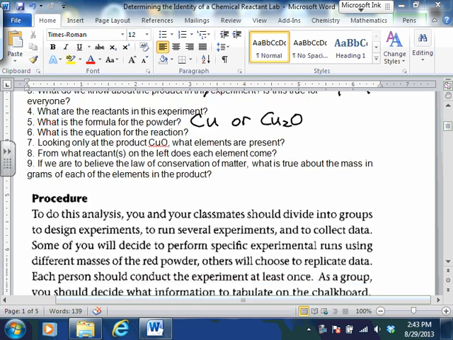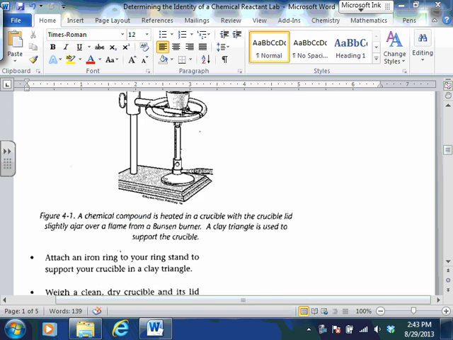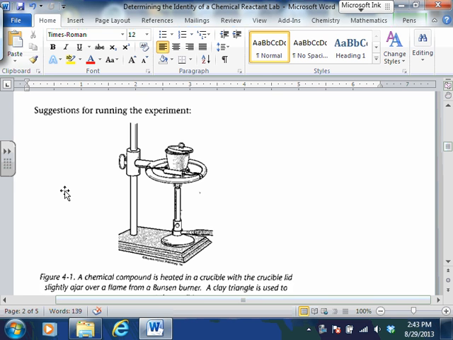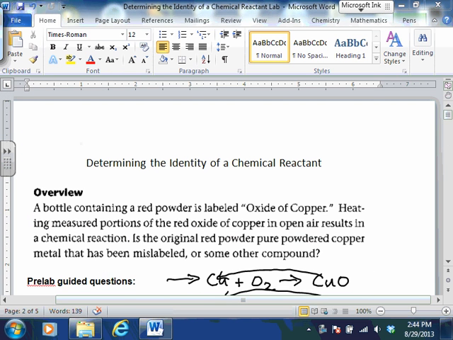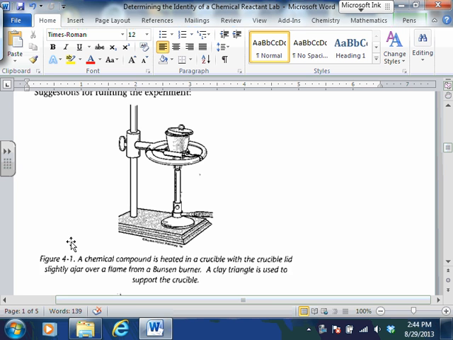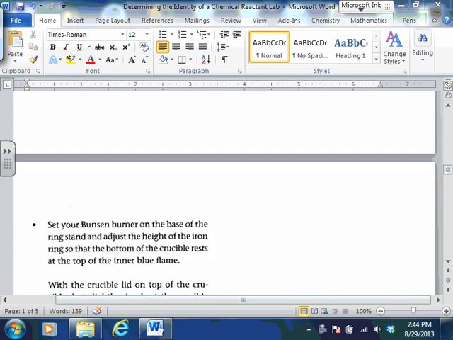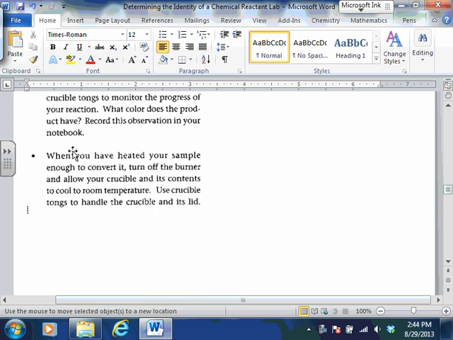Now, as far as the procedure is concerned, you can design the procedure how you want to design it. All these down here are just suggestions. It is strongly suggested that you heat the powder. That makes sense, because that's what they did at the beginning here, right? Now this is important: heating measured portions of the red oxide of copper results in a chemical reaction. So we probably want to measure it and we want to heat it. How you measure it exactly and how you heat it exactly is up to you, except probably don't use a hot plate. I'll tell you that. These basically just give you some tips for how you might want to design your procedure, and you can look through these, and I think you'll be fine there.